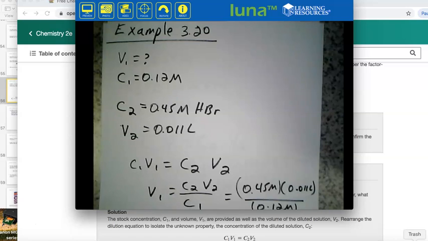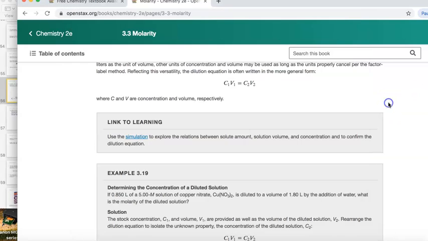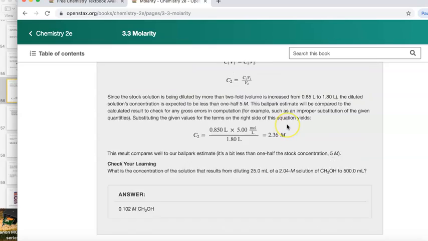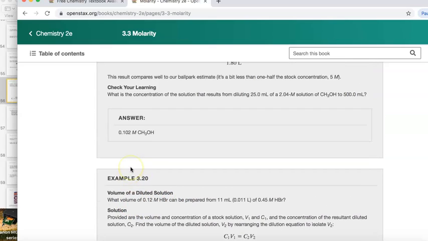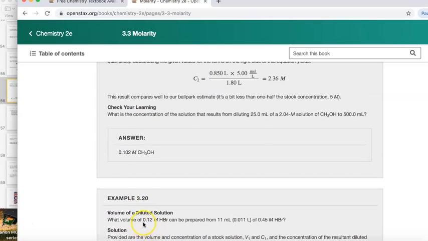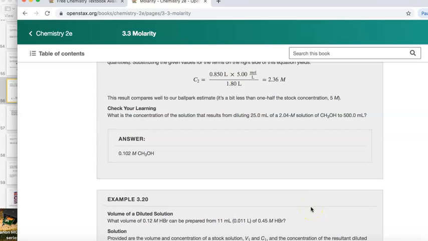So let's do another problem here involving dilutions. Example 3.20 is asking for the volume of a 0.12 molar hydrobromic acid solution. It can be prepared from 11 mL of a 0.45 molar hydrobromic acid solution. So they're asking what volume you need to dilute the solution to.